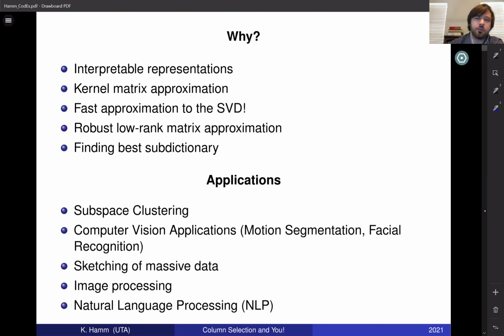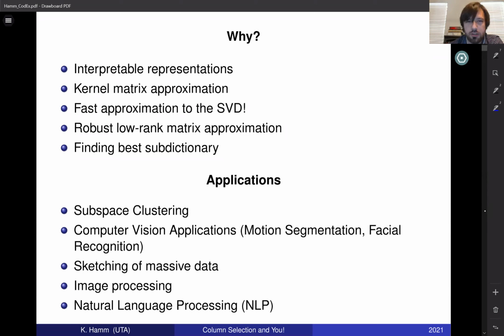Some sample applications where this occurs. This idea can be used to solve the subspace clustering problem, where you have data coming from a union of subspaces and you want to cluster it according to which data is in which subspace. It also has applications in computer vision, such as motion segmentation or facial recognition. Some of those are tied into subspace clustering, but this idea also has application to those areas without appealing to subspace clustering. It's a method of quickly sketching massive data matrices.